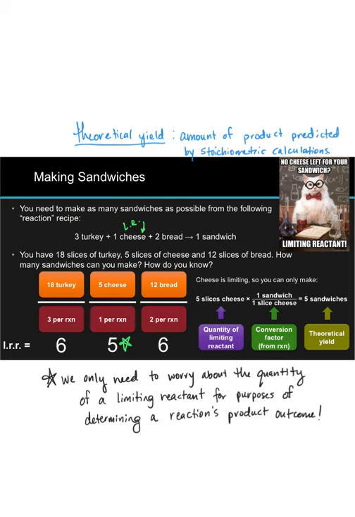Back in our chlorine and sodium reaction example, because chlorine was present in the smaller relative amount, it had the smaller limiting reactant ratio. It alone is responsible for determining how much sodium chloride product we can make as a result of reaction. And therefore, we can ignore the contribution from sodium in excess entirely.